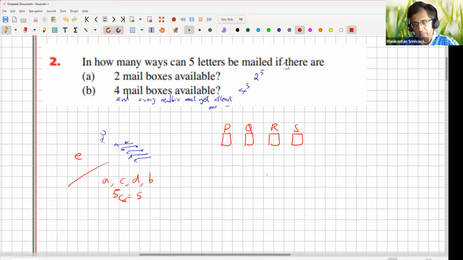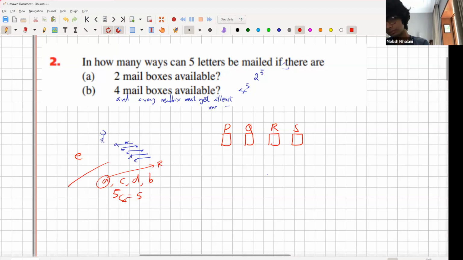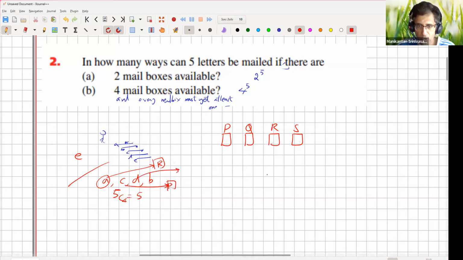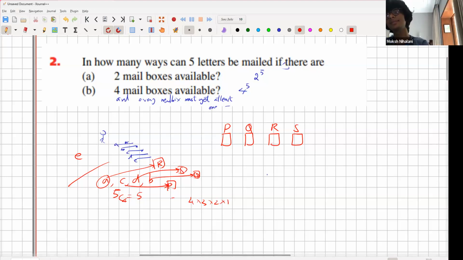Then I multiplied by 4 factorial to decide which mailbox each letter goes in. So you multiply by 4 factorial because you chose that A would go to R, and then C would go to P, and then D would go to S, and this would go to whatever, Q, right? That could have been in 4 into 3 into 2 into 1 ways. Yeah. Therefore, you did that.